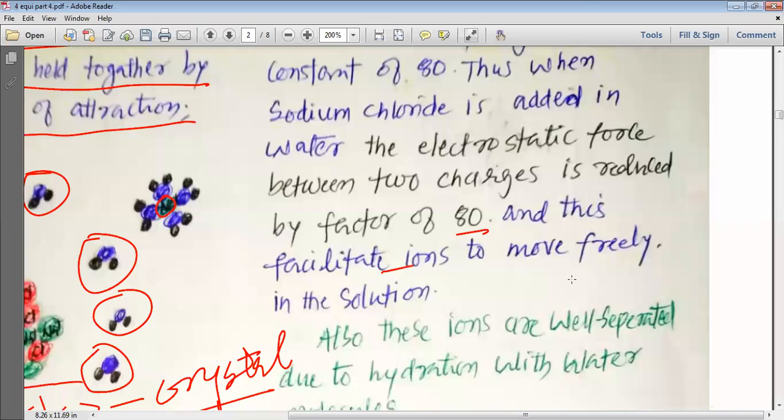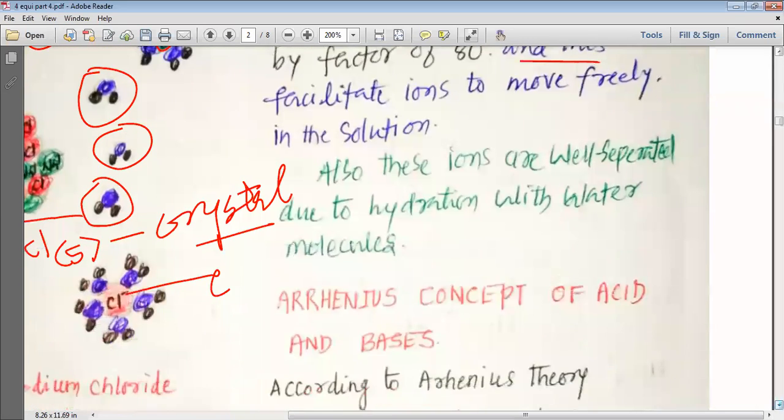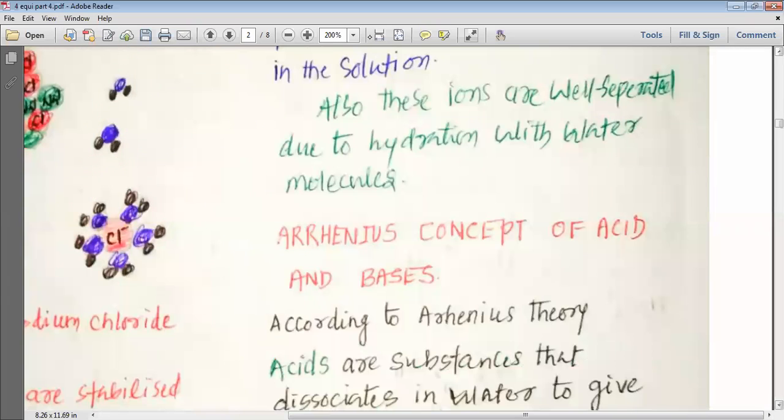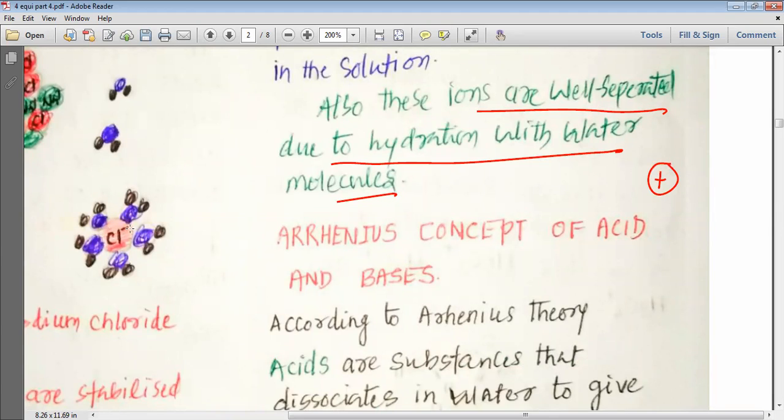This facilitates ions to move freely in the solution. As the electrostatic force of attraction is being decreased to a greater extent, these ions of the ionic compound can move freely into the solvent. Also, these ions are well separated due to the hydration with water. Once this positive ion or negative ion comes out from the ionic crystal, it is surrounded by the water molecules.